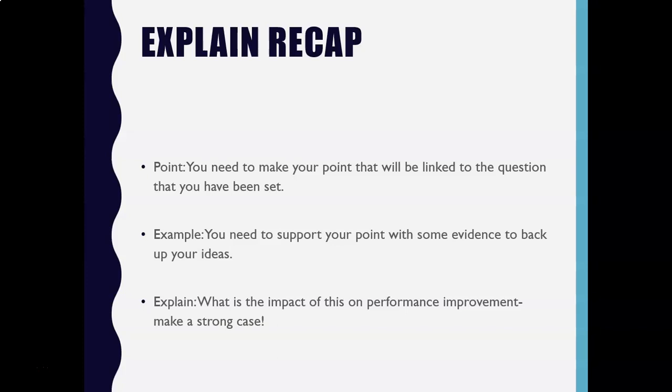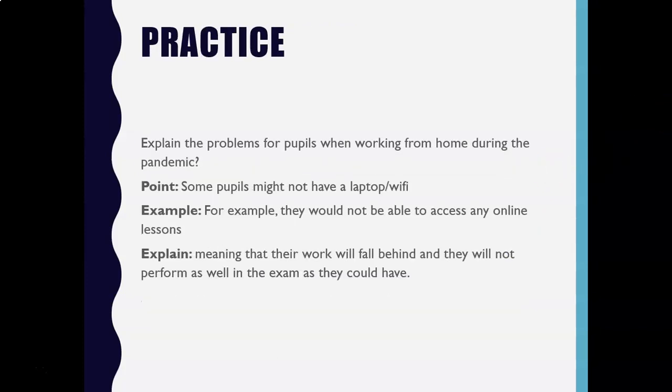Point, example, explain. That's how we answer explain questions, only if they don't ask you for explaining the impact of a factor in performance, in which we would use FACI. But for every other explain question, we use a P-chain. Point, example, explain. So for the point, you need to make your point that will be linked to the question that you've been set. For the example, you need to support your point with some evidence to back up your idea. The explanation part is, what's the impact of this on performance improvement? Make a strong case. So we always start that with meaning.